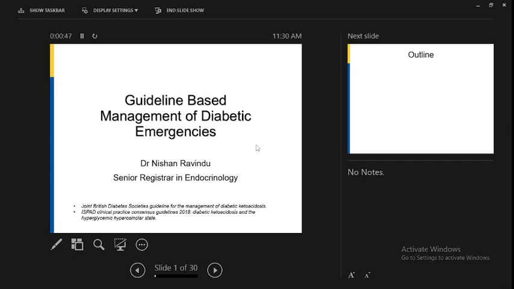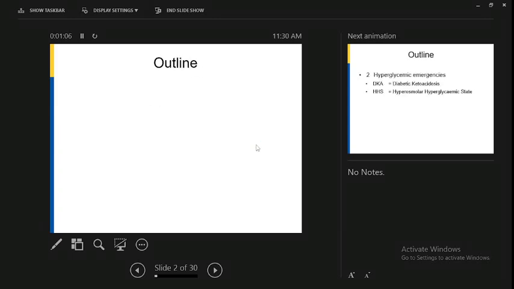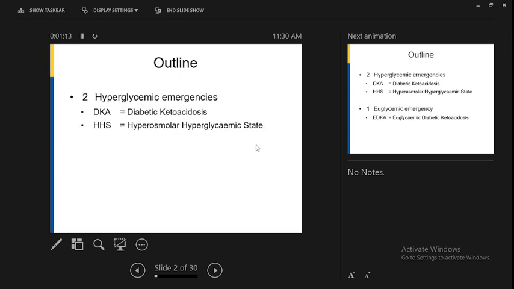Since this is a guideline-based management of diabetic emergencies, I selected two guidelines. One is the Joint British Diabetes Society, JBDS, guideline for adults mainly, and ISPAD, mainly for pediatric and adolescent diabetic ketoacidosis and HHS management. In the next 20 to 30 minutes, I will be discussing two hyperglycemic emergencies.